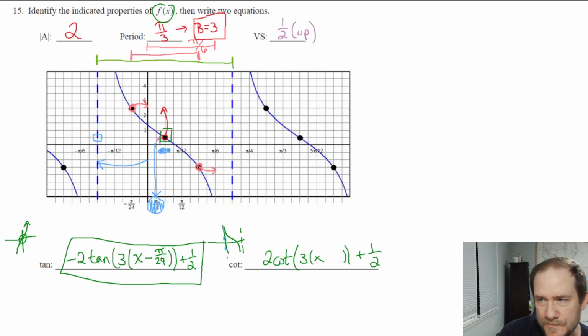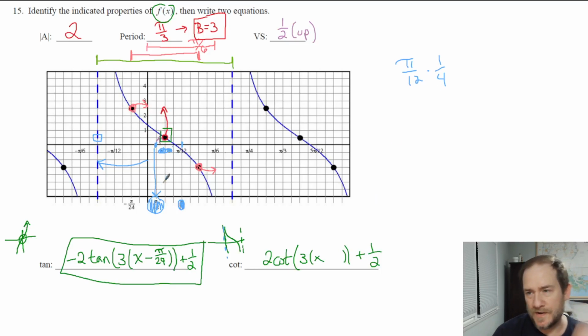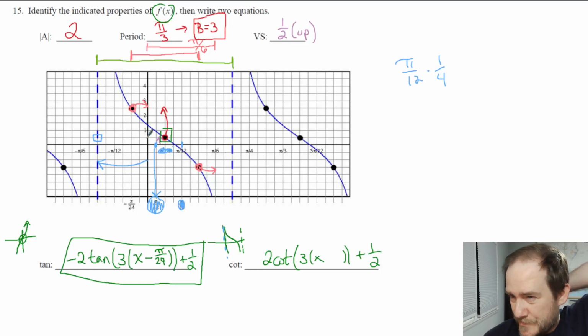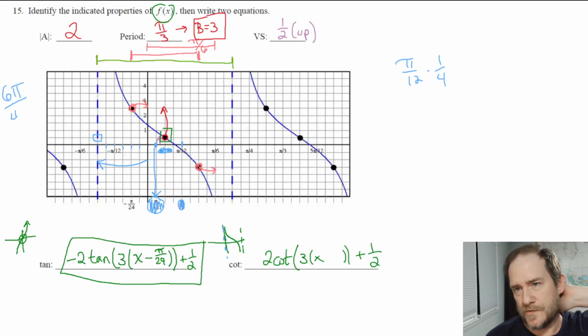What if that wasn't labeled either though? Good golly, what would you do? Well, it says right here, this is pi over 12, and my scale would be 1, 2, 3, it would be 1/4 of that. So pi over 12 times 1/4 is pi over 48. So you do need to potentially be able to figure out those scales yourself. But if that's pi over 48, what is our phase shift? It's 1, 2, 3, 4, 5, 6. It is 6 pi over 48.